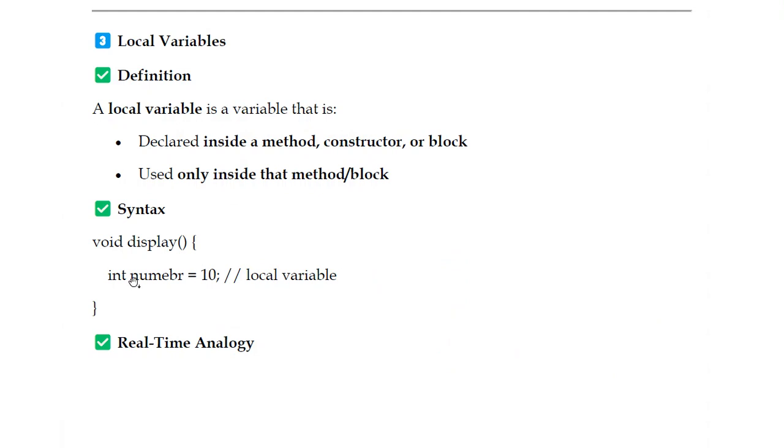So here, what's the method name? Display. Then automatically this variable is called a local variable. Keep it in mind: local variables don't have any access modifier, private, public, protected, or default. Nothing is supported, because the scope is only within that block.